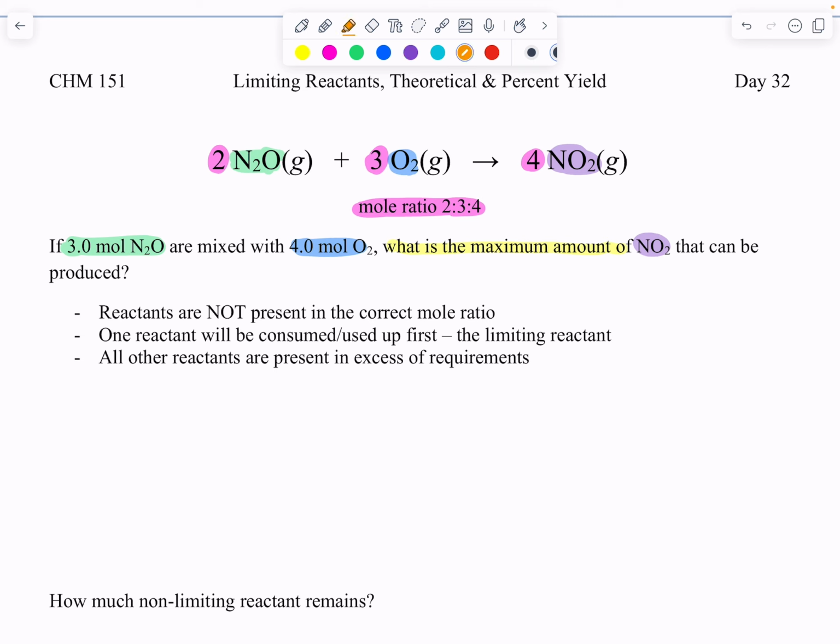If you are the grocery shopper in your household and you are also in charge of preparing food, if you need 4 eggs, you don't just buy 4 eggs, right? You don't buy just that amount that comes to your door every day. Hopefully you go to the grocery store, buy bigger amounts, and then plan accordingly. And so reactants are not present in the correct mole ratio. One reactant will be consumed first. That's the limiting reactant. That controls everything, and everything else is in excess of requirements.